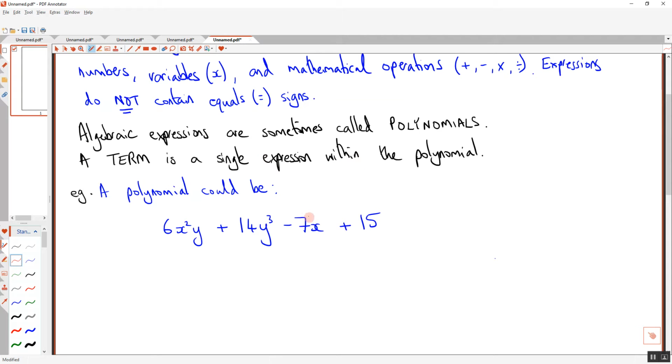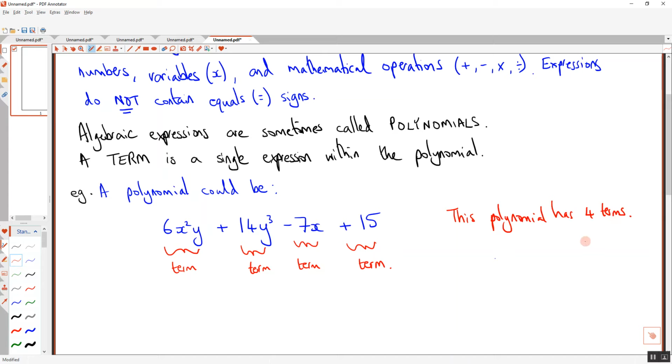So how many terms does this polynomial have? Hudson? 4. Yeah, it's got 4. Okay, good. So we got this one. This is a term. This is also a term. And this is also a term. And we've also got the last term here. Okay, good. So we'll just write this polynomial as 4 terms.